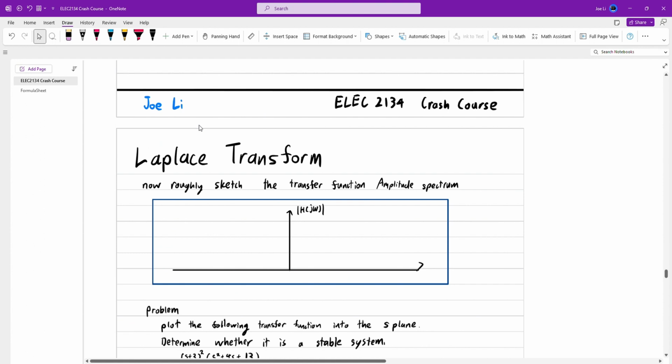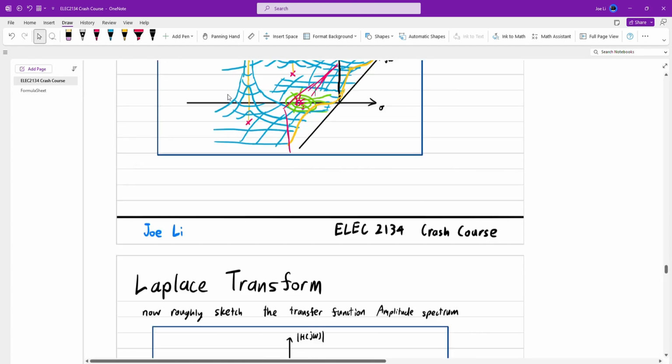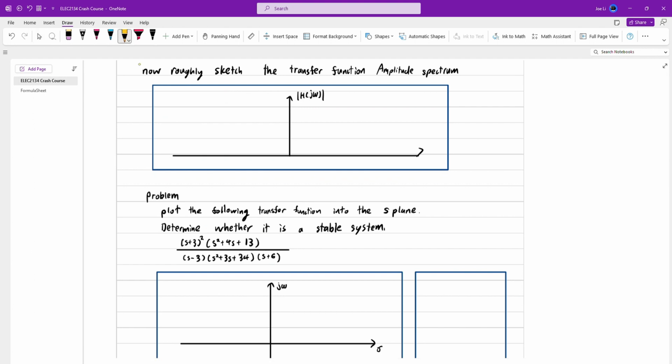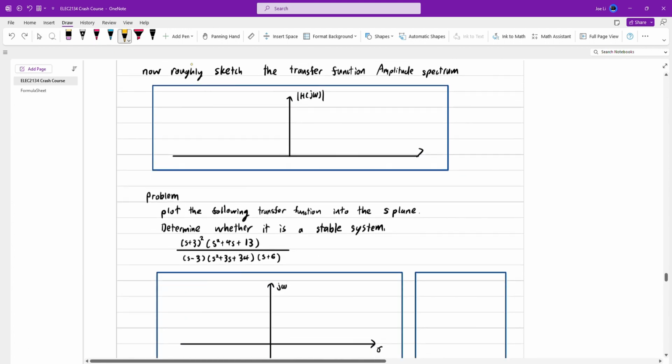Because the next question is going to be, now roughly sketch the transfer function. So basically we can just copy the plane over here, this plane. Let me just quickly illustrate it here. We're just drawing this plane. It's a rough sketch, so it's not exactly right, but you get a rough sketch like this.